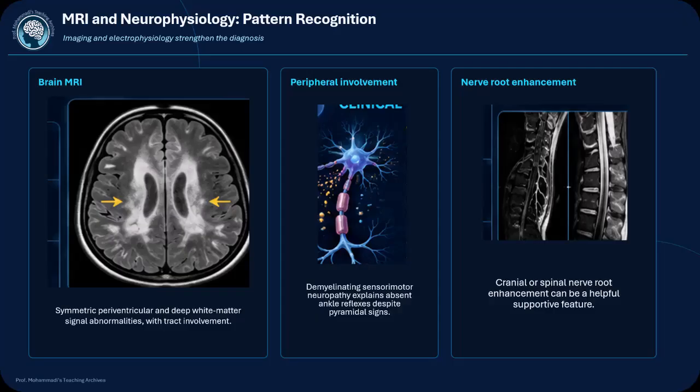It explains why the infant can have absent ankle reflexes even while also showing pyramidal signs such as spasticity and brisk knee reflexes. Cranial or spinal nerve root enhancement can also be seen and may support the diagnosis. In clinical reasoning, the strength of the diagnosis comes from matching the imaging pattern, peripheral nerve findings, CSF protein elevation, and the biochemical and genetic confirmation.